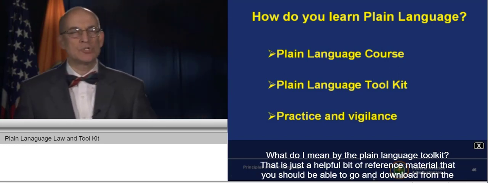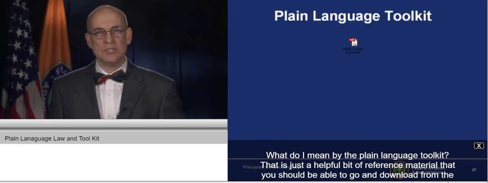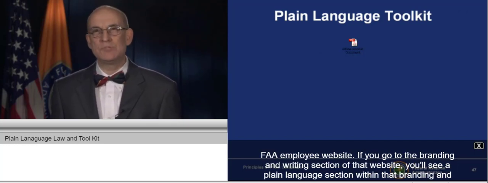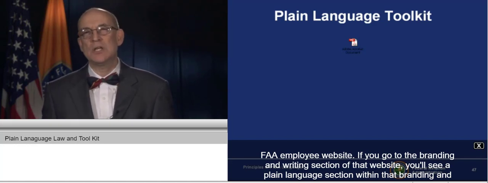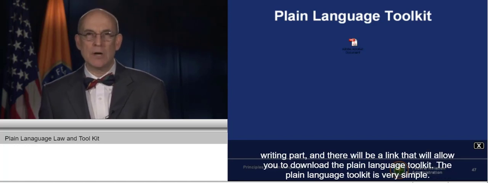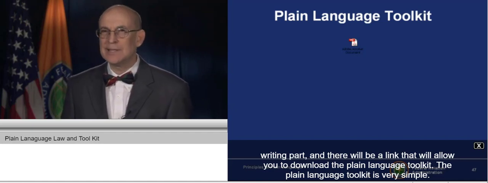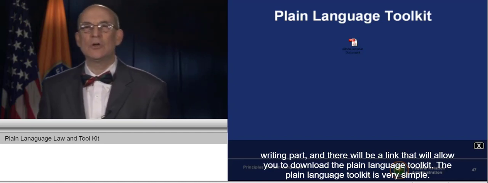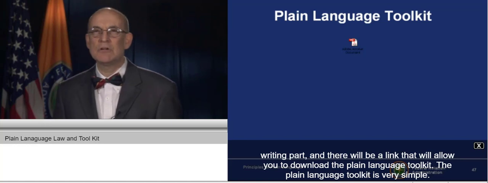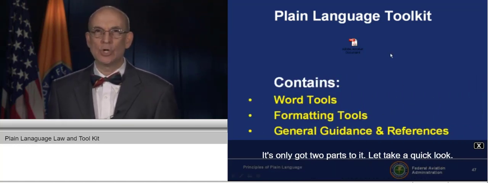What do I mean by the plain language toolkit? That is just a helpful bit of reference material that you should be able to go and download from the FAA employee website. If you go to the branding and writing section of that website, you will see a plain language section within that branding and writing part, and there will be a link that will allow you to download the plain language toolkit. The plain language toolkit is a very simple piece of material. It's only got two parts to it. Let's take a quick look.